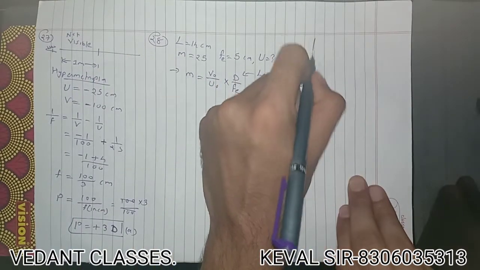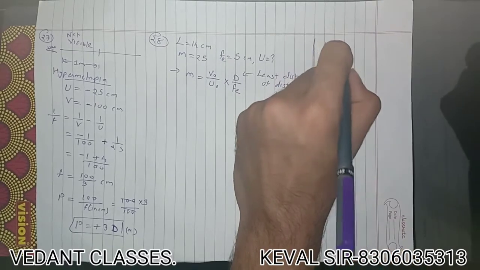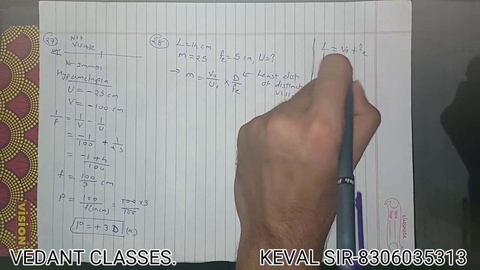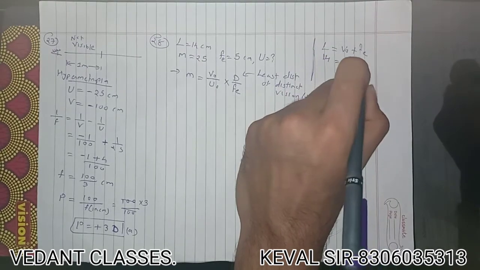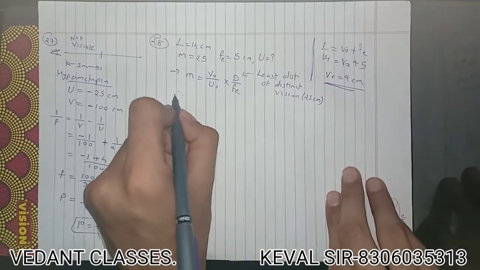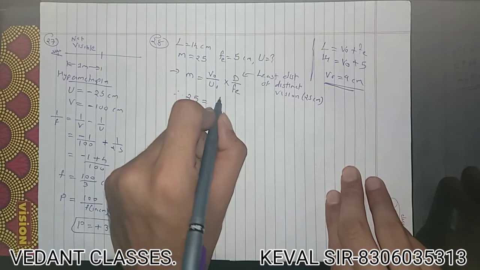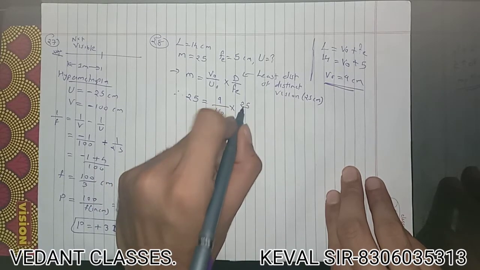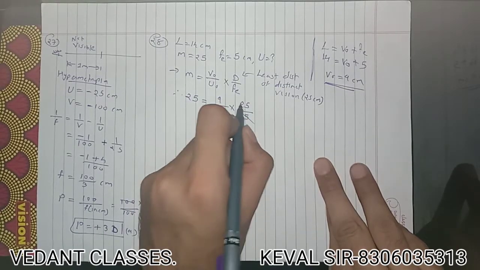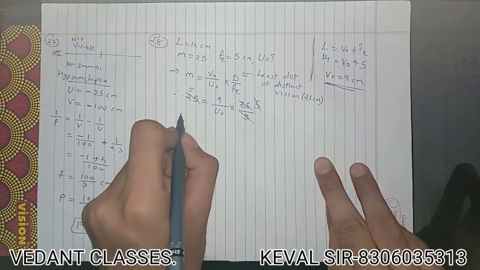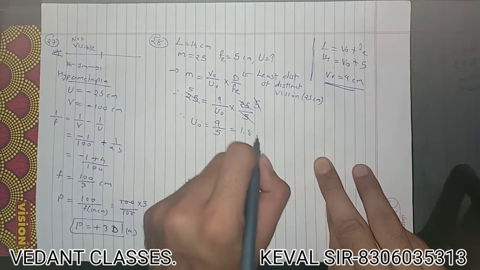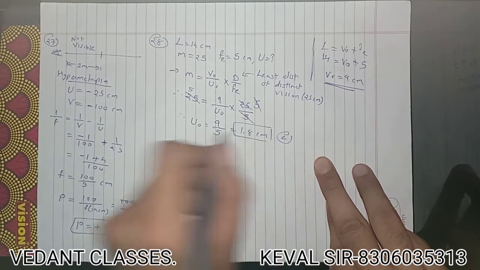Now solve. L is equal to V0 plus FE. Here L is given, that is 14. V0 is not given. FE is given, that is 5. So the value of V0 will be 9 centimeter. Now use this value in this formula to calculate U. So this will be 25, this will be 9 by U0, this will also be 25 by FE, that is 5. So 5 cancels with 5. So U0 will be equal to 9 by 5, and that will be equal to 1.8 centimeter. So option A is the correct answer.